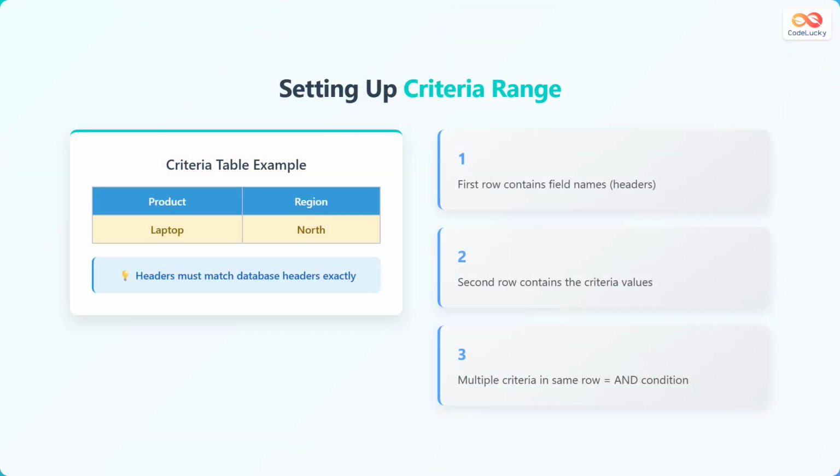To effectively use database functions, the criteria range must be set up correctly. The first row contains field names or headers. This must match the database headers exactly. The second row contains the criteria values. Multiple criteria in the same row are treated as an AND condition, meaning all conditions must be met.